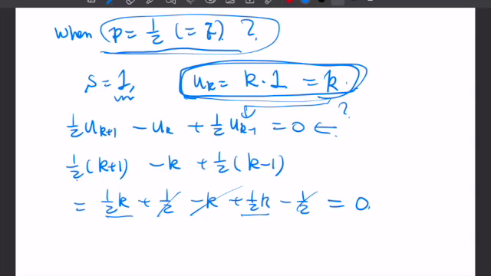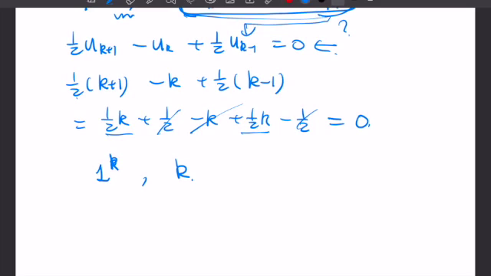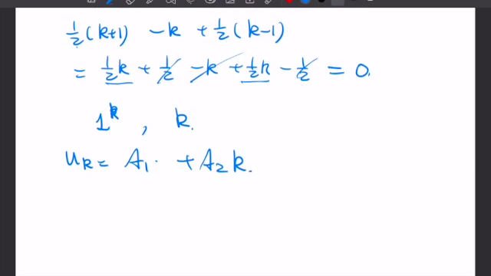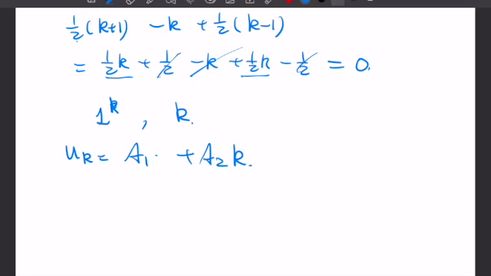So now we have two special solutions. That is 1 to the power of k, and k. So the general solution is a linear combination of these two special solutions. So this is a1 times a to the power of k, but that is just 1, so I just omit it.